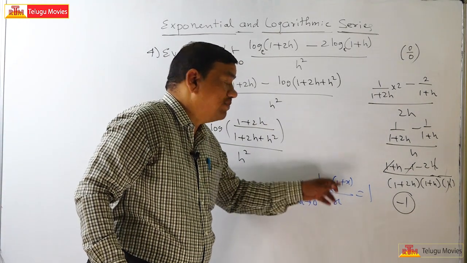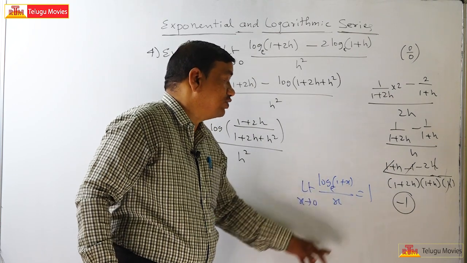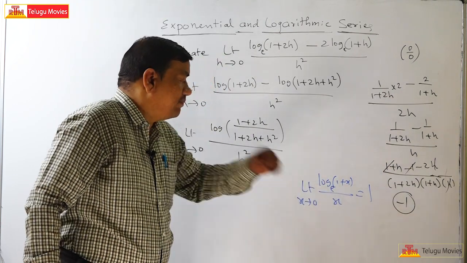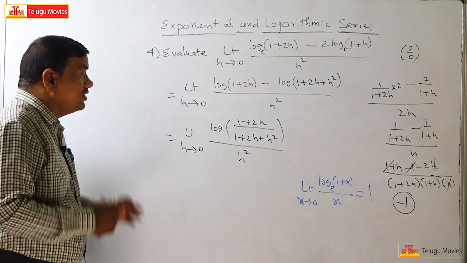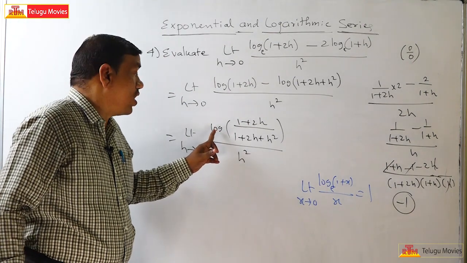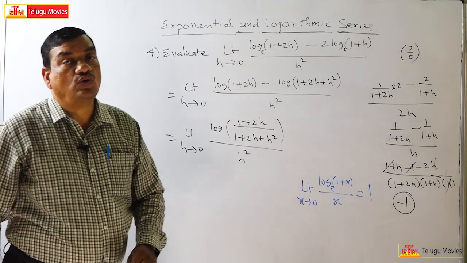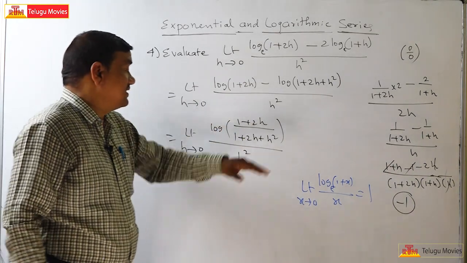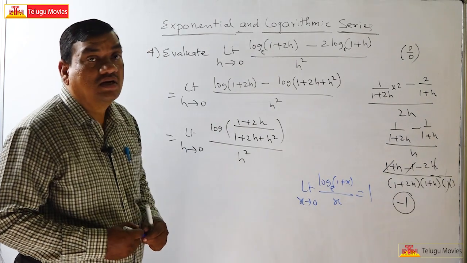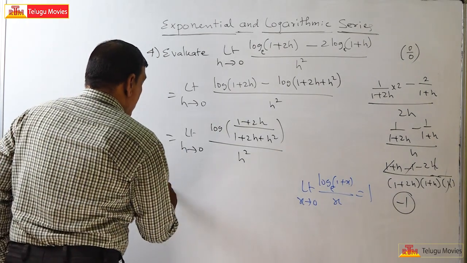X should be there, 1 plus x should be there, then it will come a, and the base, of course, base e should be there. So in the numerator, we have to write down log of 1 plus something. 1 plus something, how to write down? Understand? So let us do this problem like this.